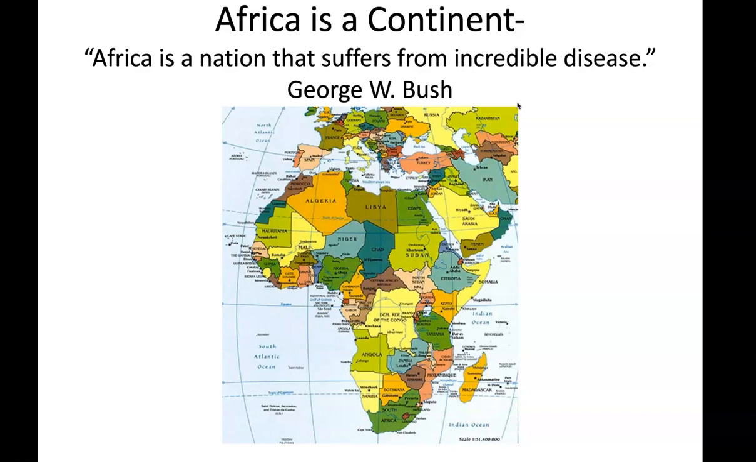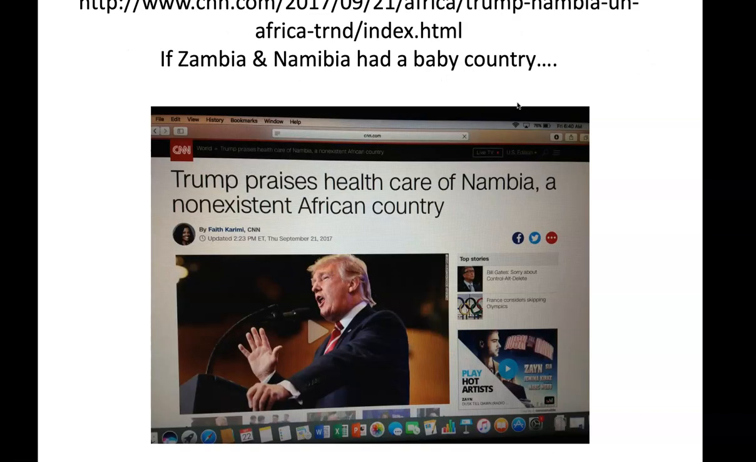All right, but still you see things like this. George W. Bush: Africa is a nation that suffers from incredible disease. Well, no, it's not a nation, because if it were a nation, it would be a country. It's a continent. All right, or our previous president, Trump, praising the healthcare of Nambia, a non-existent African country. What can I say? Okay, except for by the end of this class, you're going to know more about Africa than our previous president does. So there we go. So Africa is a continent.